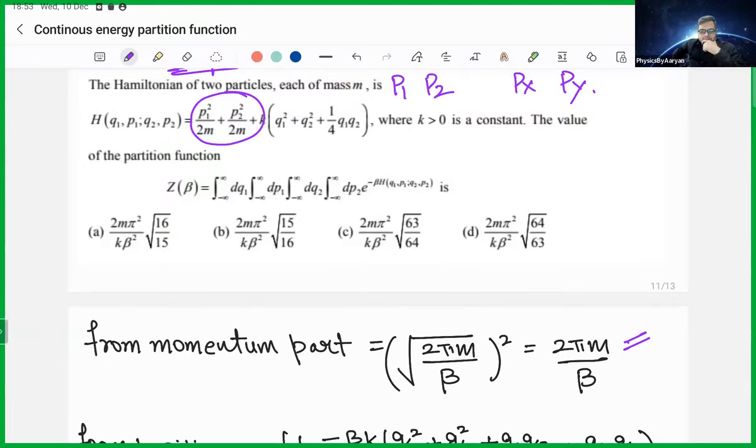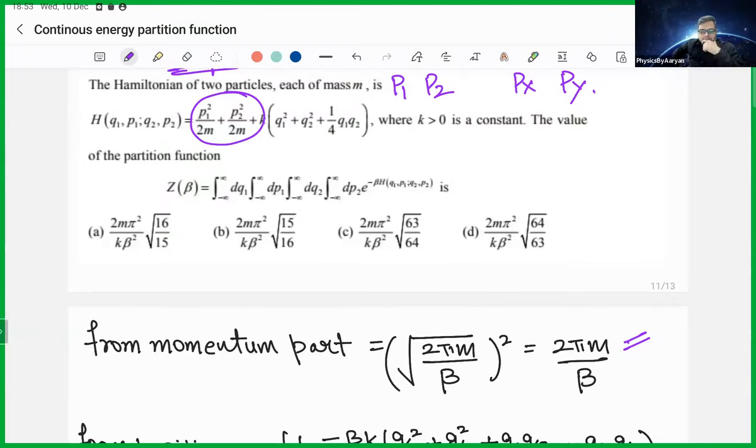So let's solve. If I write the integral, you will have e to the power minus beta H. I put the value of H, basically this part. And then there are two parameters, q1 and q2. You can call them q1, q2, or x, y, anything. Since the Hamiltonian is given in q1, q2, my integral will also be in dq1 into dq2. That is what I need to solve. The thing is, how do I solve it? This is not easy.